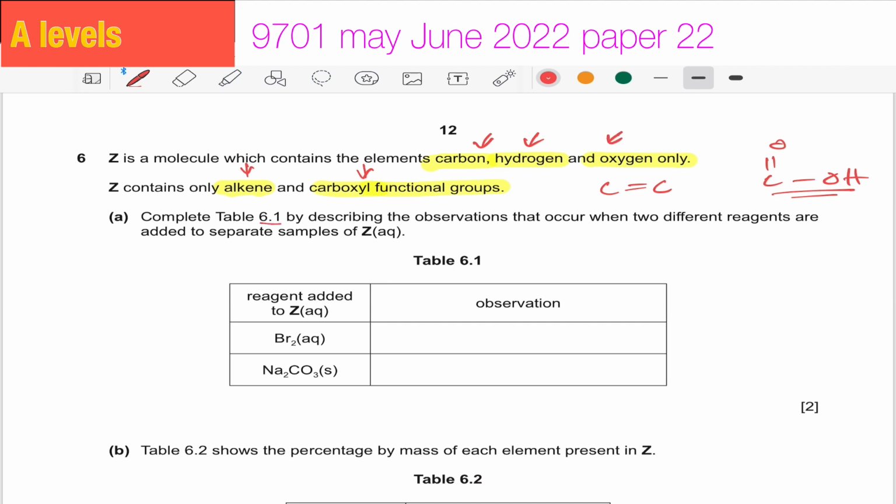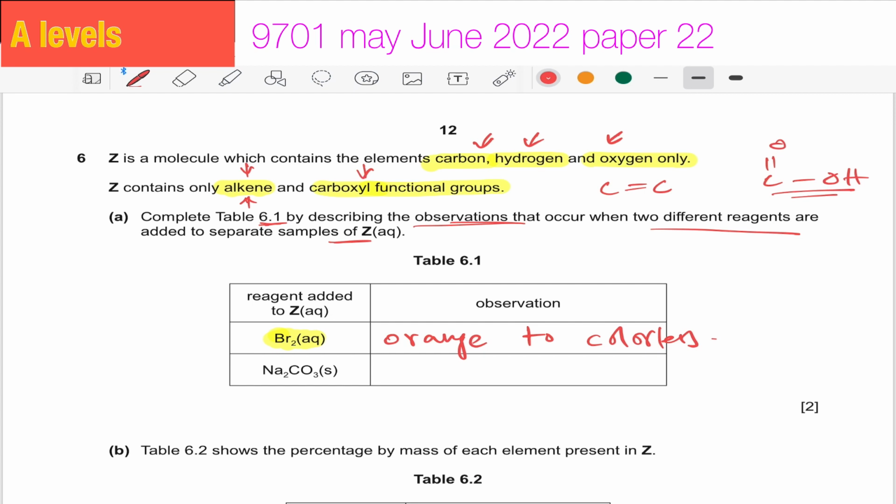So complete table 6.1 by describing the observations that occur when two different reagents are added to separate samples of Z. So we have to complete the observations. First, when we add bromine to Z, because Z contains an alkene, an addition reaction would occur. Aqueous bromine is orange, so it changes its color from orange to colorless.